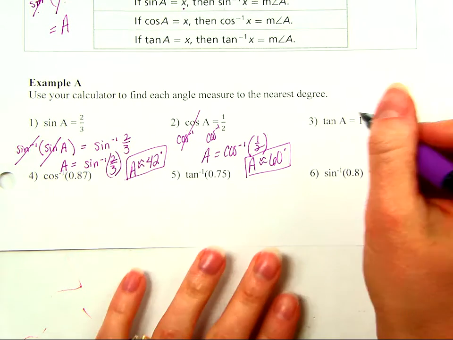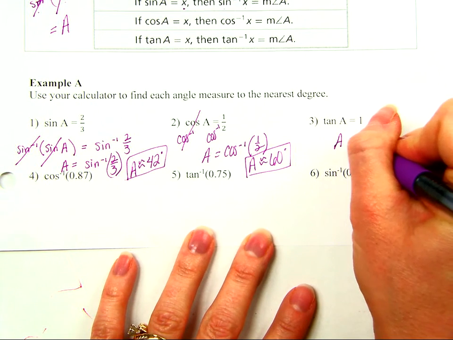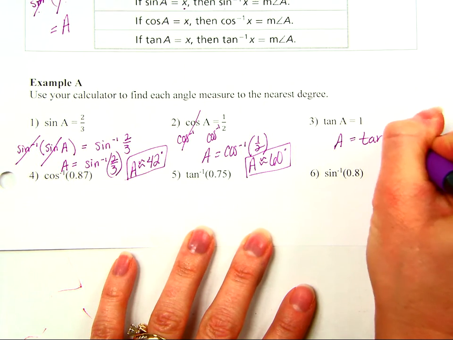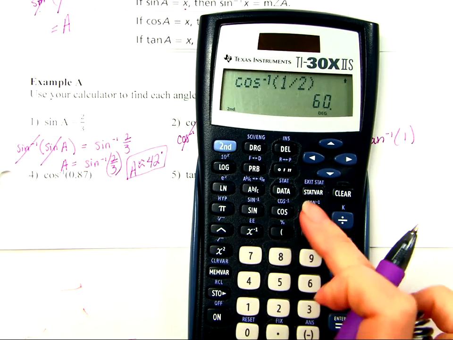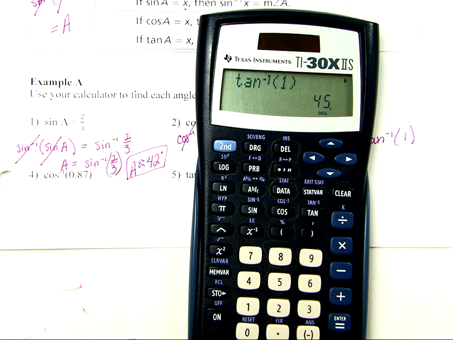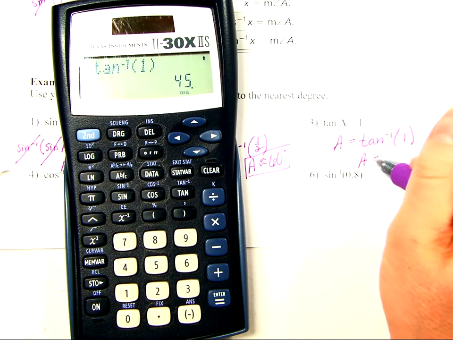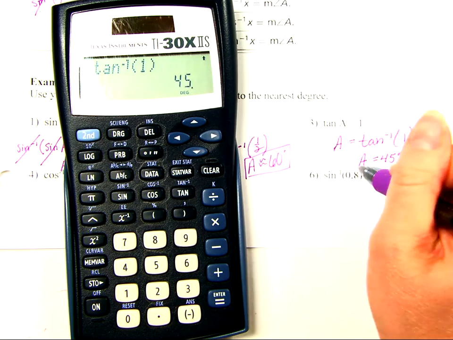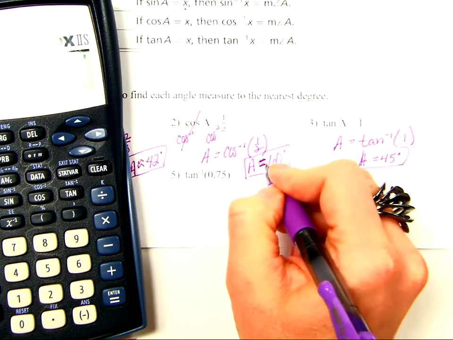And then finally, tangent of angle A equals 1. Well, that tells me that angle A would be the inverse tangent of 1. A 45-degree angle. I guess over here, this is exactly.